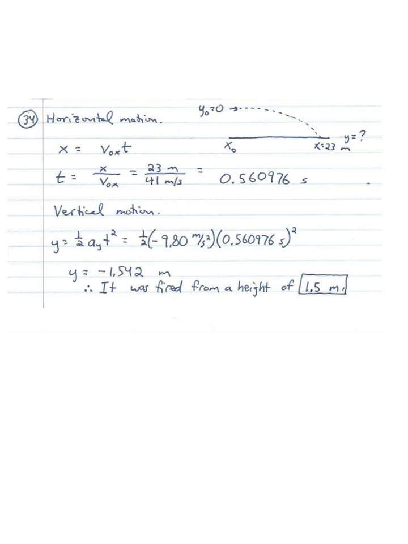Number 34, another projectile motion problem. An arrow fired horizontally at 41 meters per second travels 23 meters horizontally. From what height was it fired?